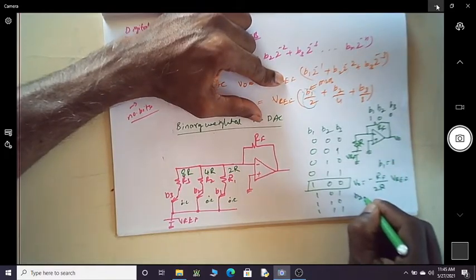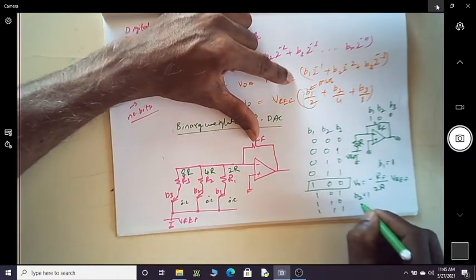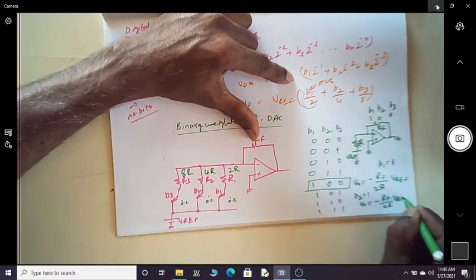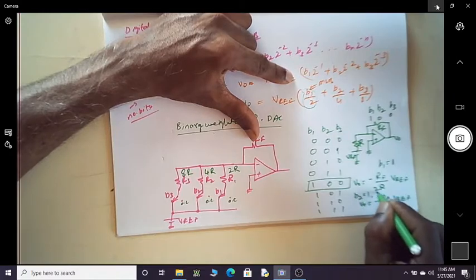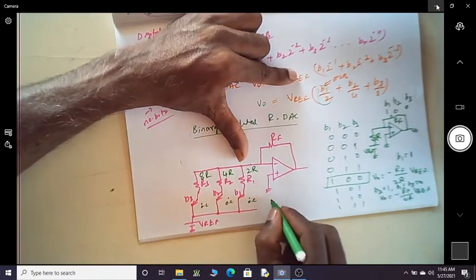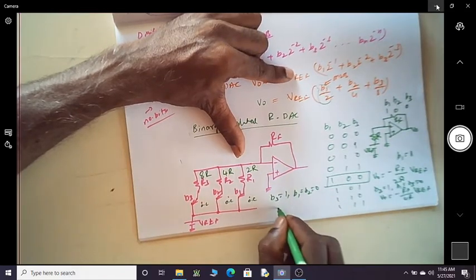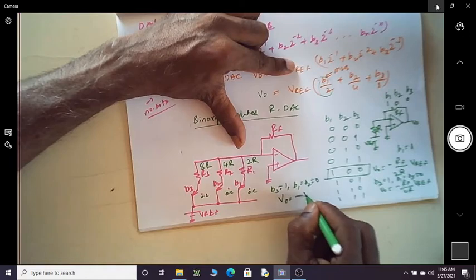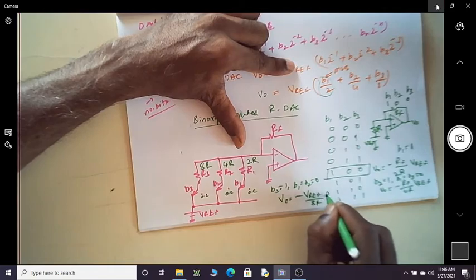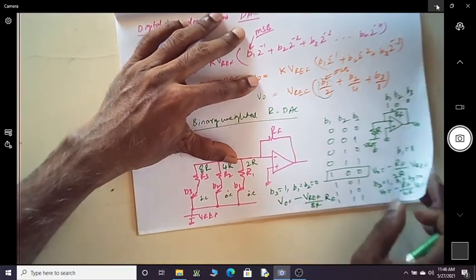Suppose only B2 is equal to 1, and you consider the other two as 0, 0, according to the same circuit, then V0 becomes minus RF by 4R into VF. When only B2 is 1, and of course assume that B1 and B3 are 0. If you consider the other case of only B3 equal to 1 and B1, B2 equal to 0, I'll have the expression for the output voltage as minus V reference by 8R into RF. So this will be the expression for the output voltage if you consider only one bit at a time.